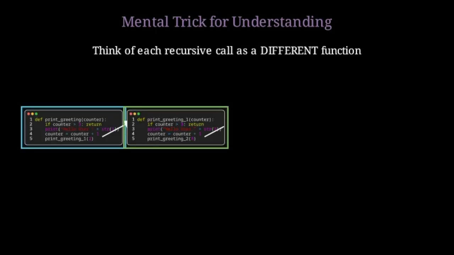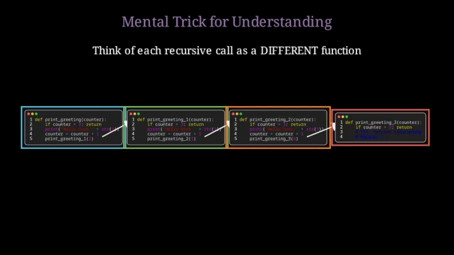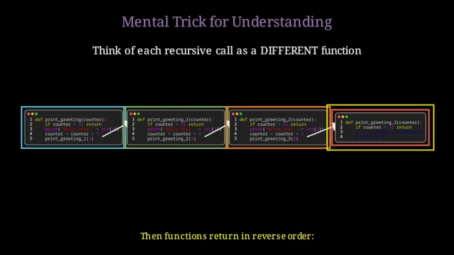When it is reaching the function call itself, let us pretend it is another function with a similar name, print_greeting_1, but with the same content except the function call. That is calling the next function, print_greeting_2, and so on. So calling print_greeting_1 has the counter of 2. And the call of print_greeting_2 has the counter of 3.